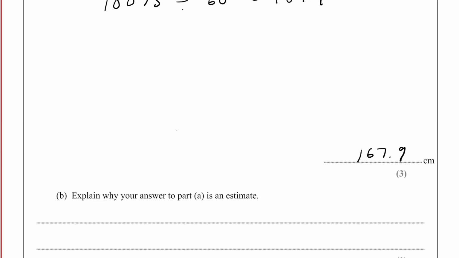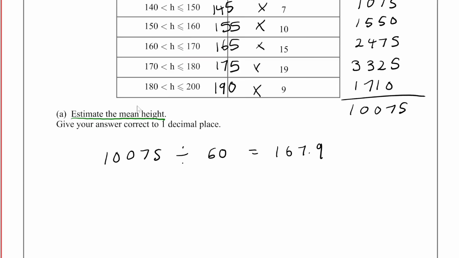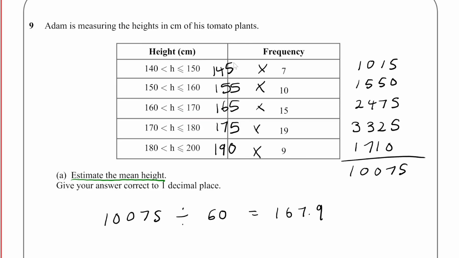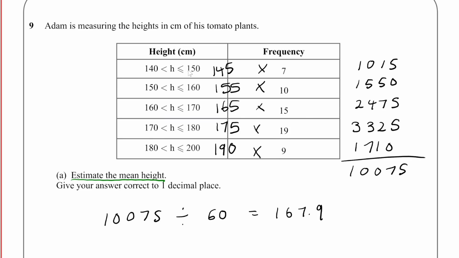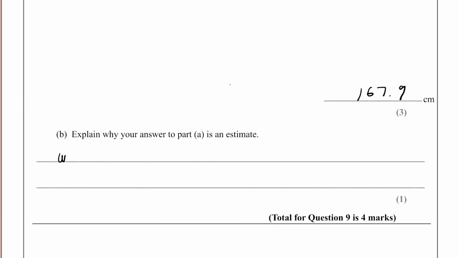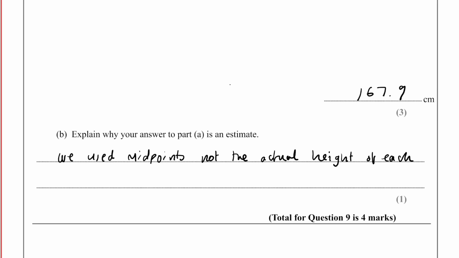Part B, explain why your answer to part A is an estimate. That's because we didn't know the heights of the plants. We used the midpoint instead. So we didn't know the actual heights of each plant. We just knew that these 7 were all somewhere between 140 and 150. So we said they're all 145. So we used midpoints, not the actual height of each plant.